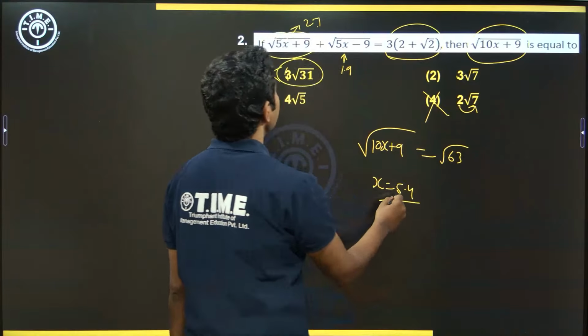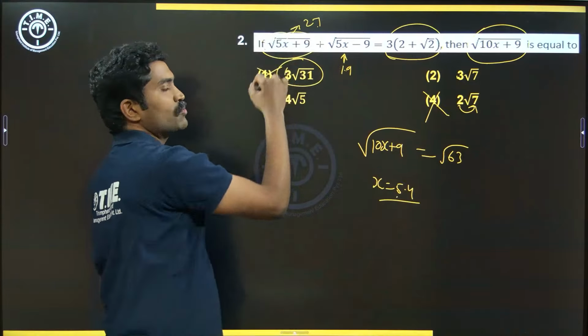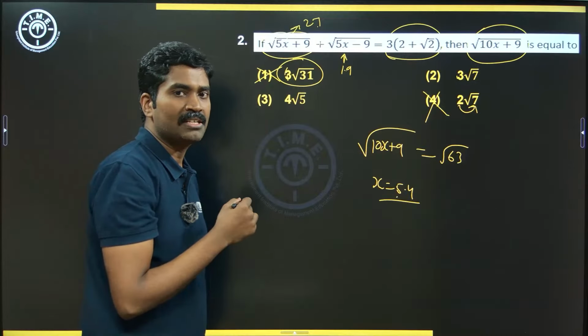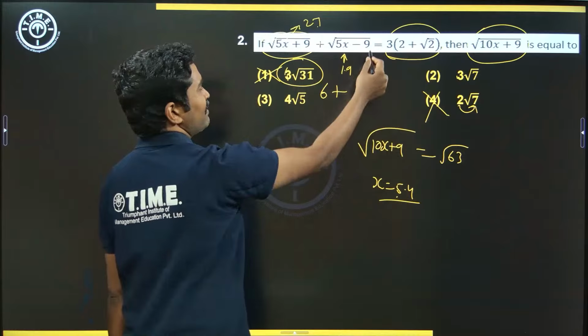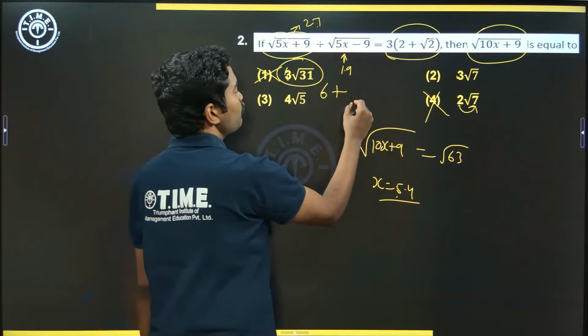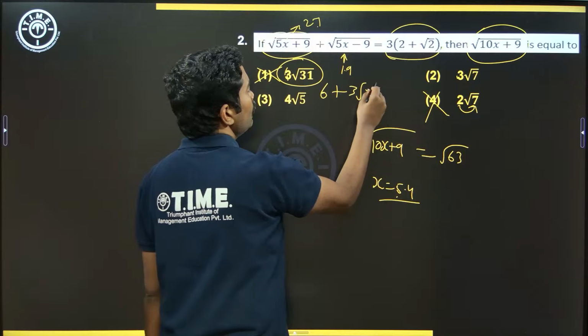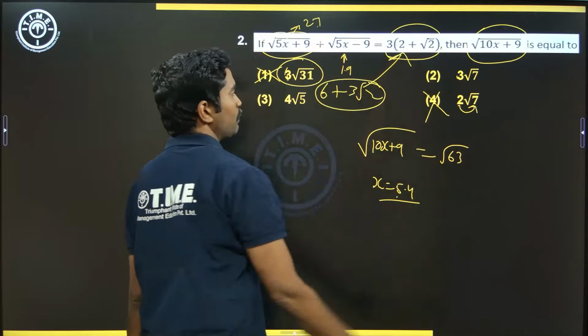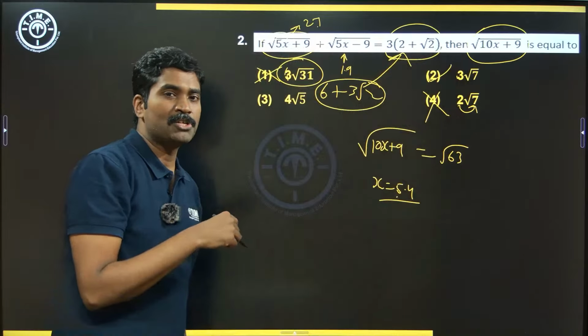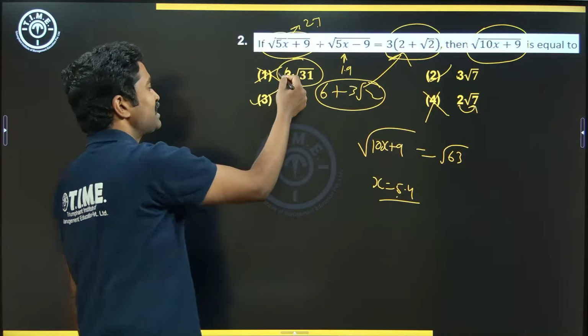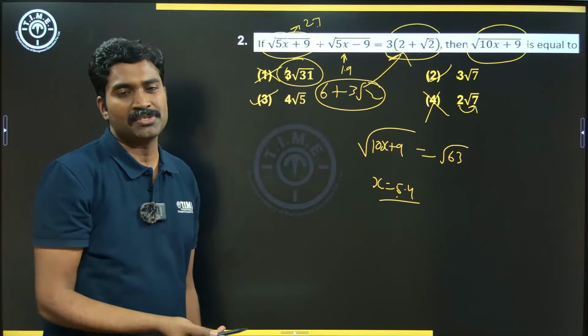All right. What is x equal to 5.4? 5.4 substitute here. 27 plus 9, 36. Square root of 36 is 6. All right. And what about this? 27 minus 9, 18. 6 plus root 18, which is 3 root 2, which perfectly matches 6 plus 3 root 2. So see, option 2 is my answer. Now, if option 2 weren't my answer, I don't have to check option 3. Option 3 would have to be my answer, right?